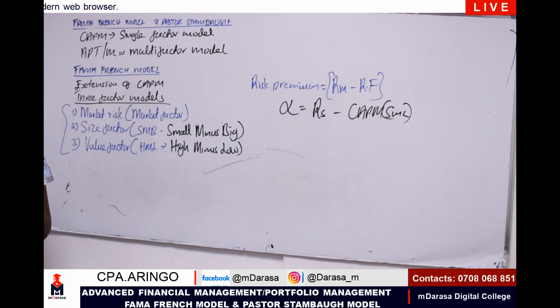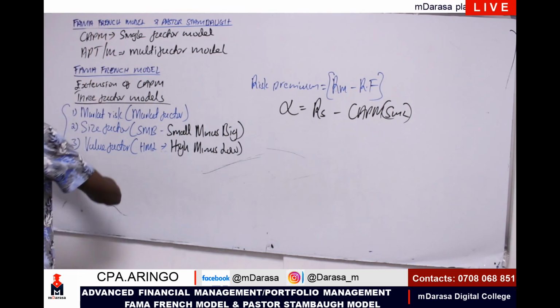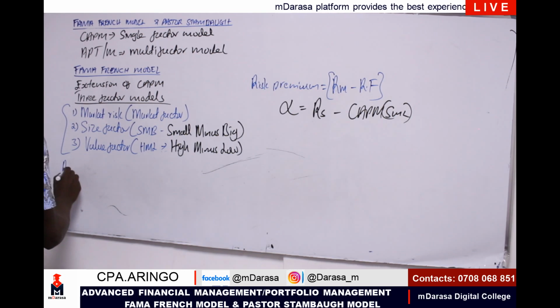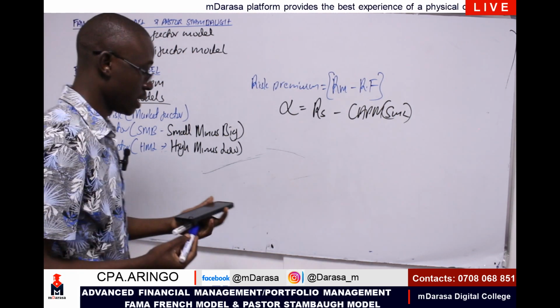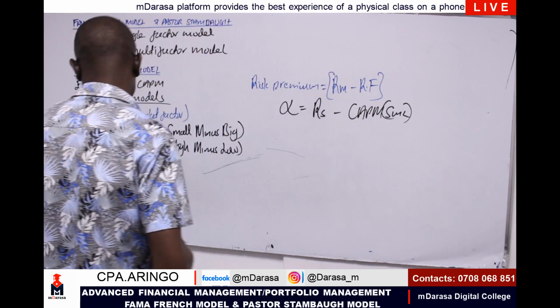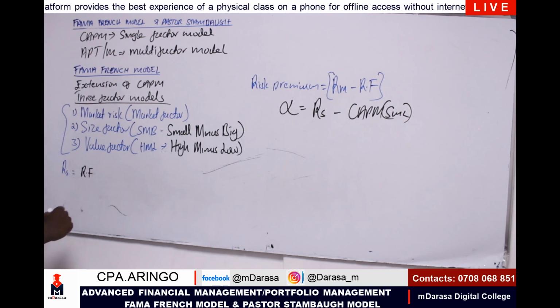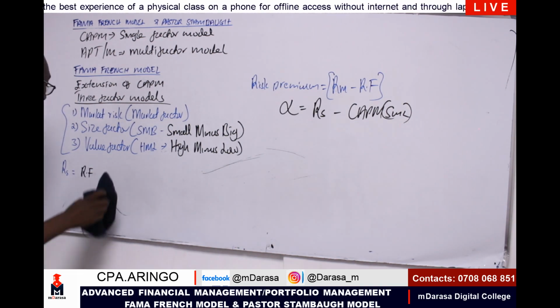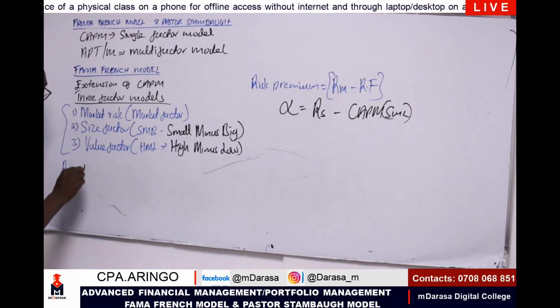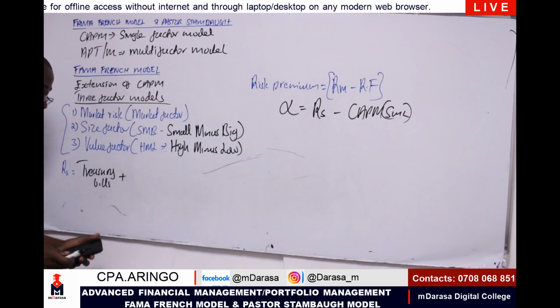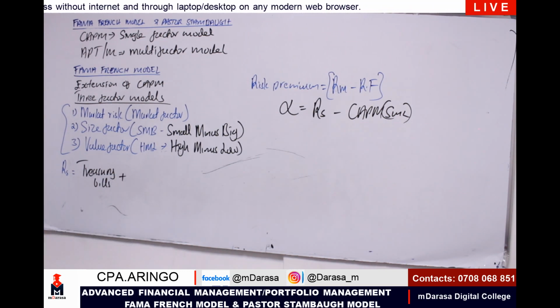So after this, my good students, it is important to understand that anytime we are talking of this model, for us to determine the return of our security or portfolio, I'll be considering these three factors. Of course, we'll be talking of our treasury bills, which are simply our risk-free rate. Remember what we did: treasury bills. So I have here our treasury bills, okay? In this case, you are going to add the sensitivity to the equity market factor times the equity risk premium.